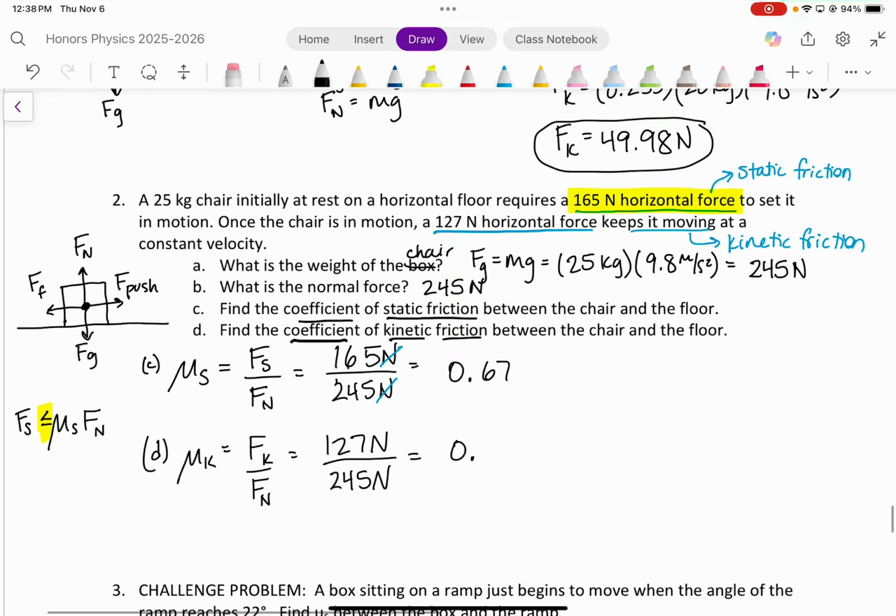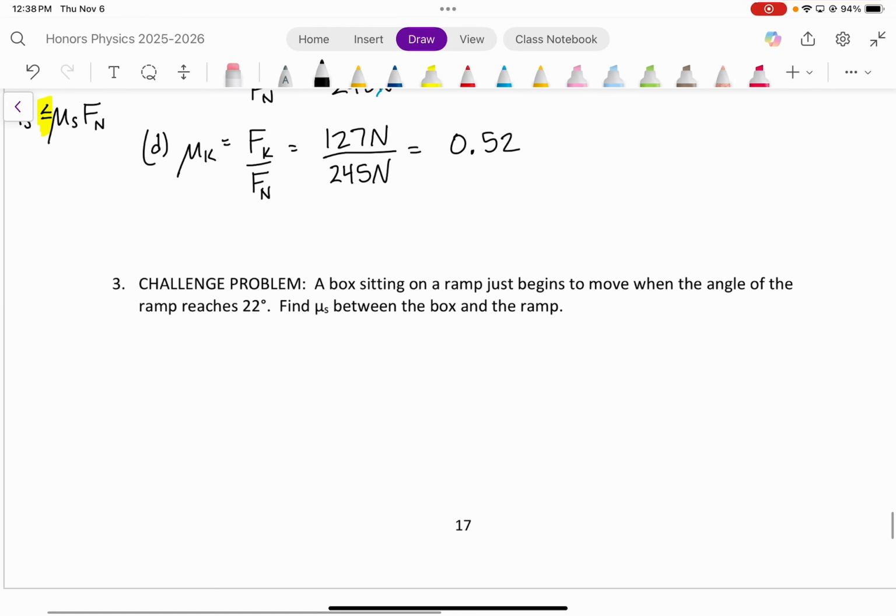0.51. Or, yeah, we could say 0.52. All right. How are we feeling about those problems? They're not too hard, right? All right, so now we're going to do the challenge problem.